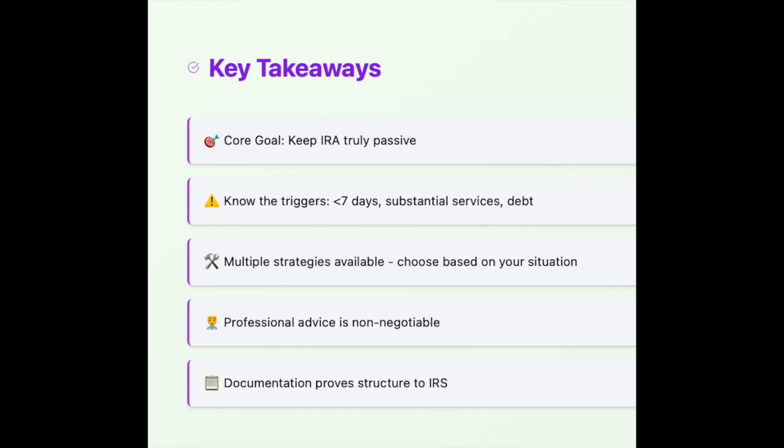And the consistent theme, the thread running through all of it, as the source kept emphasizing, is making sure that IRA stays truly passive. It's an investor, not an operator. Absolutely. That's the number one goal. And we can't say it enough. Yeah. Get professional advice. The material stresses this, and it's clearly not just a suggestion. It's essential. Non-negotiable, really. The details matter immensely in tax law.